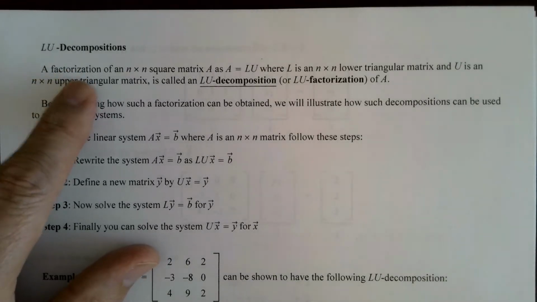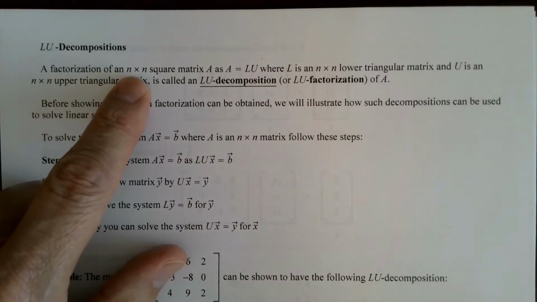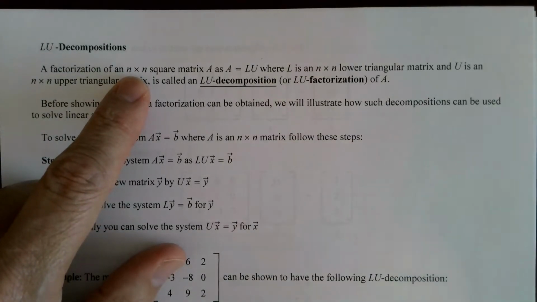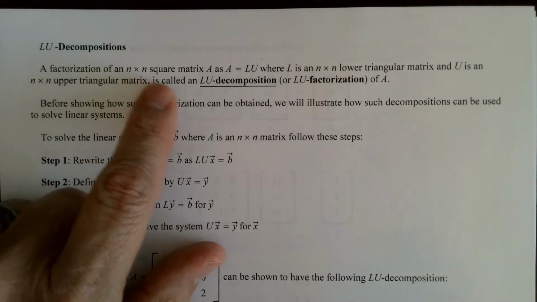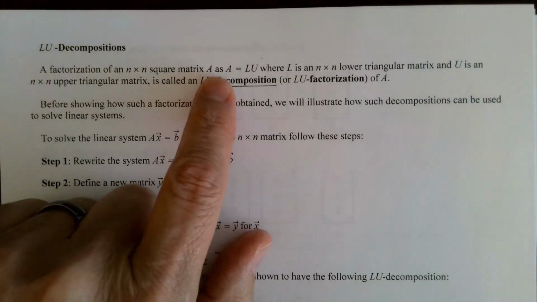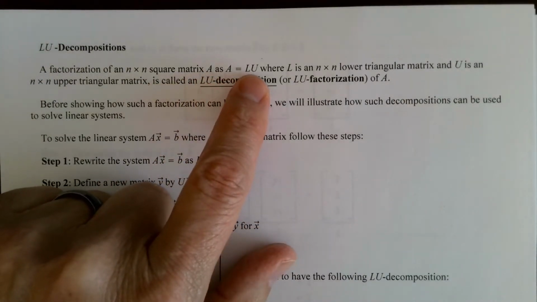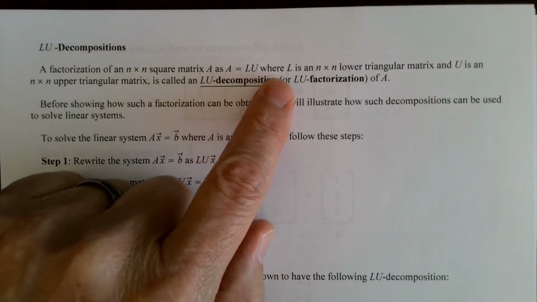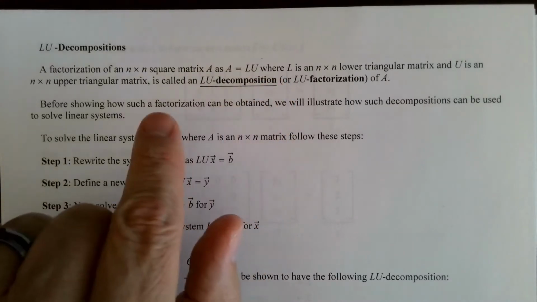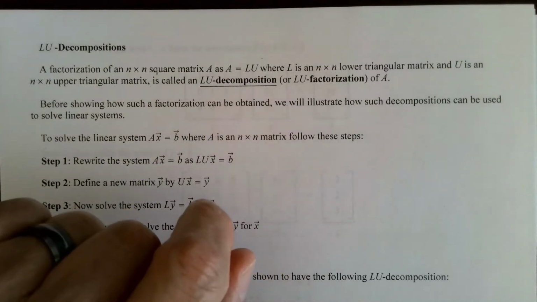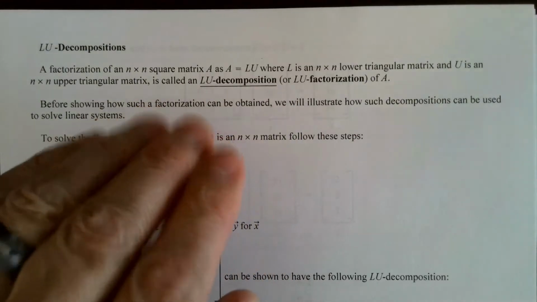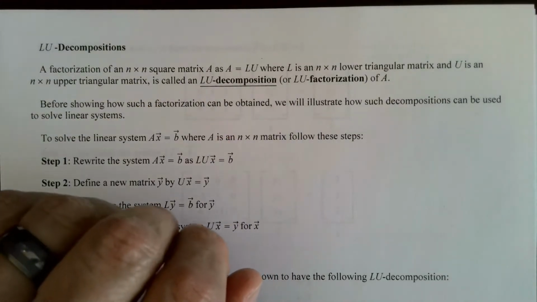LU, let's talk about that, a factorization of a square matrix. So we're going to be talking about a square matrix. So this will be restricted in terms of where we can apply this process, and we'll explain that. But for a square matrix A, we want to factor it as L times U, where L is an n by n lower triangular matrix and U is an n by n upper triangular matrix. So that's an LU decomposition or LU factorization of A. So now you know why I call it LU, right? L for lower, U for upper.